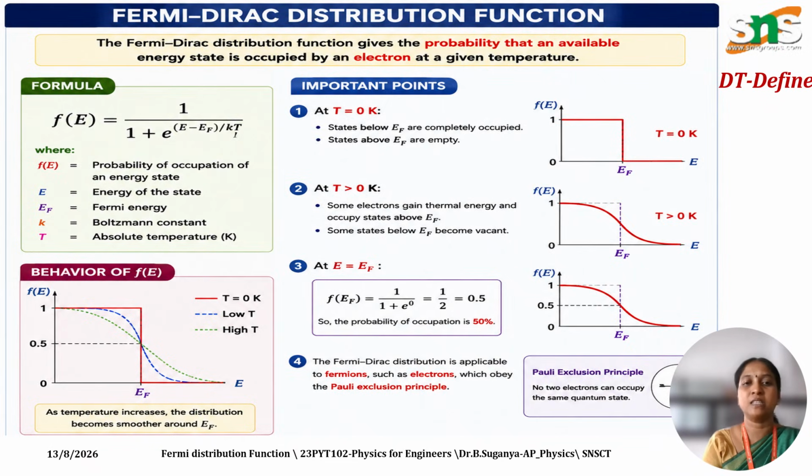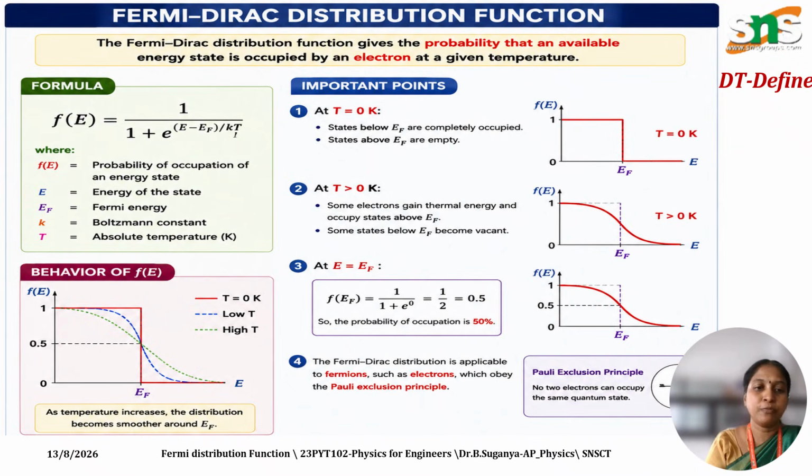So the Fermi-Dirac distribution function gives the probability that an available energy state is occupied by an electron at a given temperature. So what is the formula for this? f(E), that is, f of E as a function of energy, is equal to 1 divided by 1 plus exponential of (E minus EF) by kT. EF is the Fermi energy level, E is the energy level, K is the Boltzmann constant and T is the temperature.